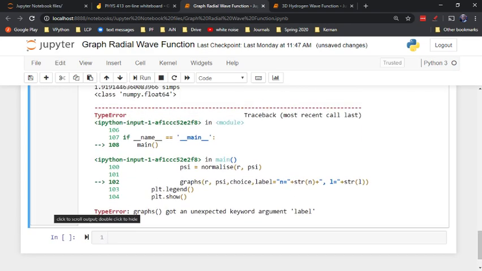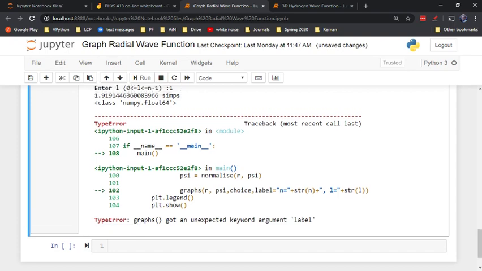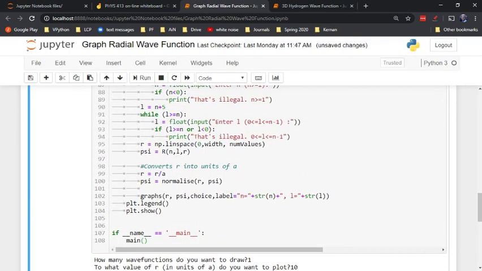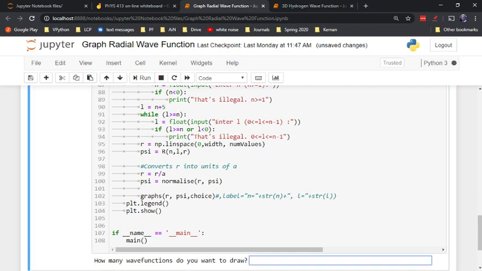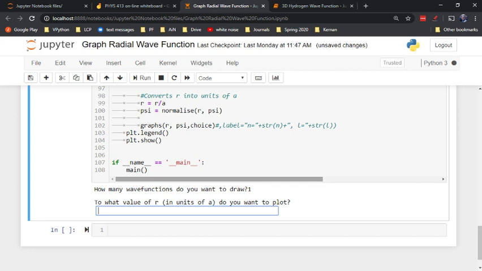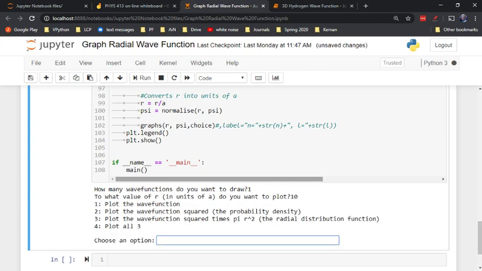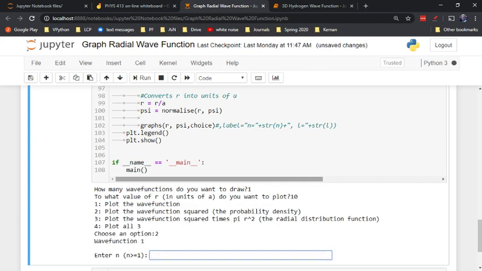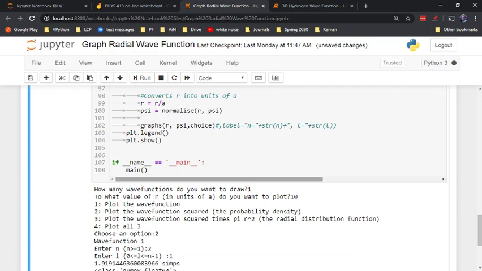Graph has an unexpected keyword argument label. Okay, I added that in. I need to take that out. I was hoping to get these things labeled, but apparently it doesn't like that argument. So if you are working with this code, please comment that part out. I forgot to test that part. 1 and 10 and wave function squared. And enter the n value. We were going to go with 2 and 1.